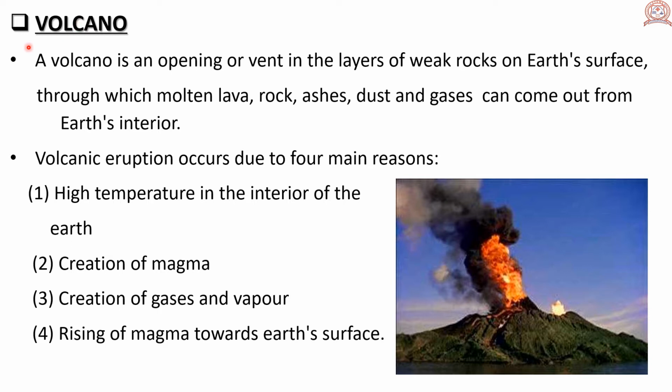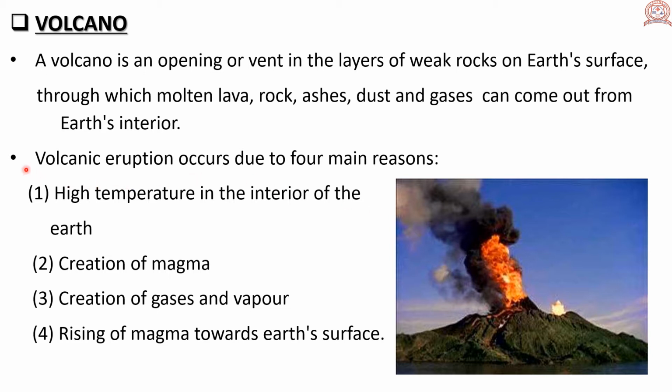First one, volcano. A volcano is an opening or vent in the layers of weak rocks on Earth's surface through which molten lava, rock, ashes, dust, and gases come out from Earth's interior.